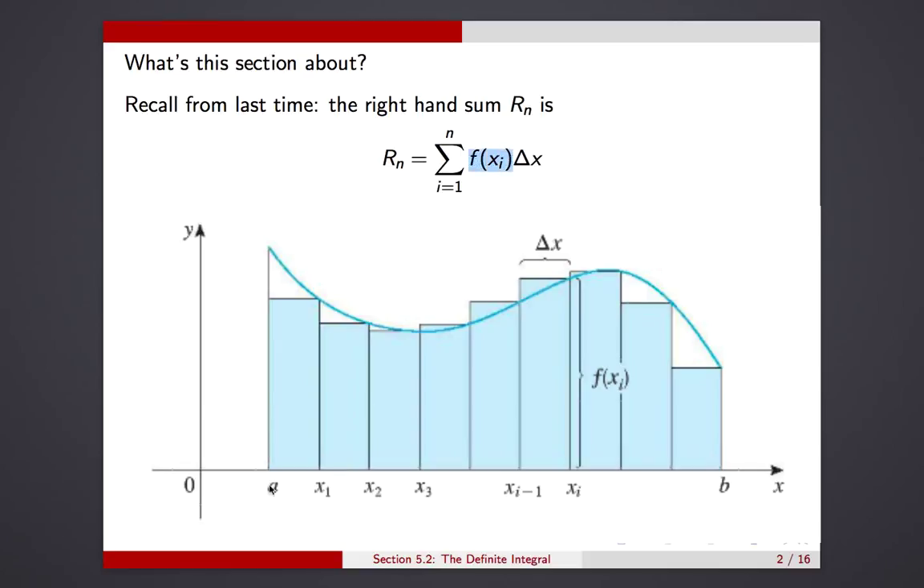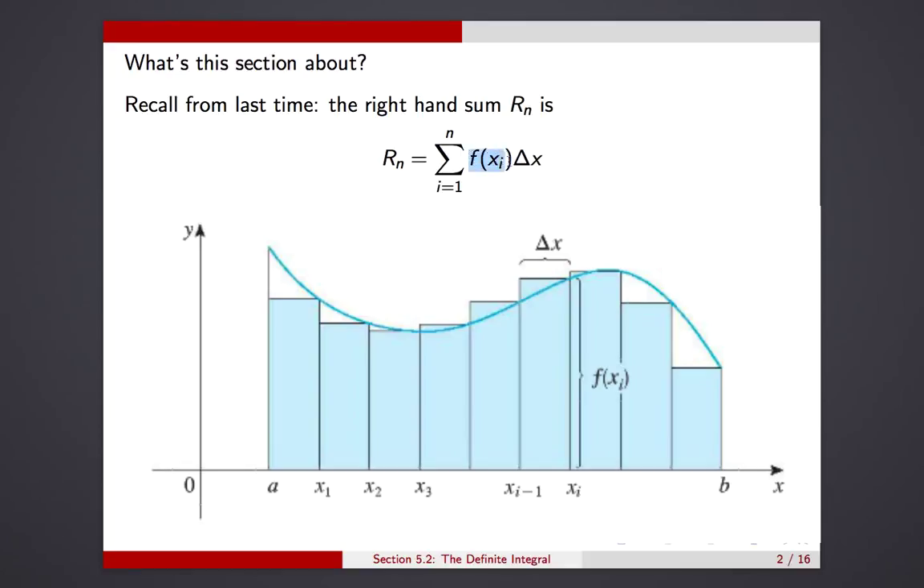So if you want to figure out the height of this first rectangle inside of a right-hand sum, you use the right endpoint, travel up to the curve. That's how tall your rectangle is. Then your next rectangle. Start with the right-hand guy, go up. That's how tall your rectangle is, and so on. And you do this all the way. So you start here at x1, up, over, go all the way to b, which is xn, up, over.